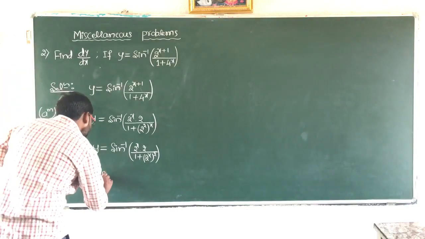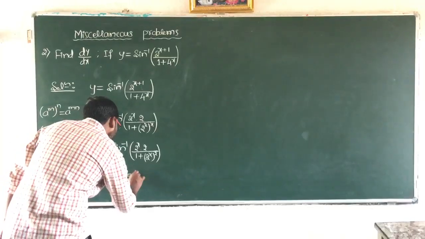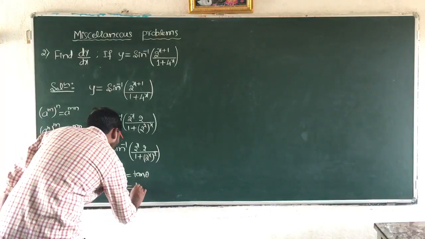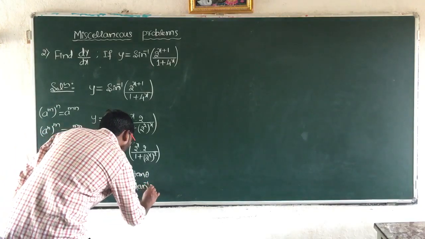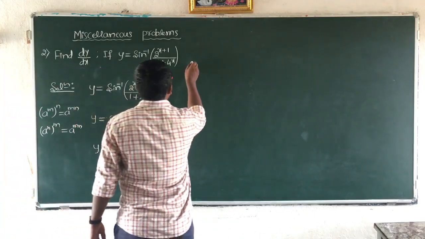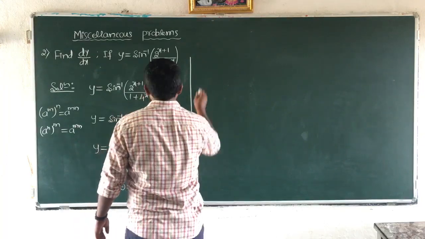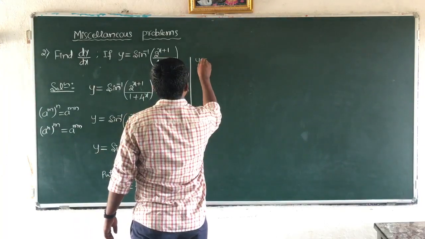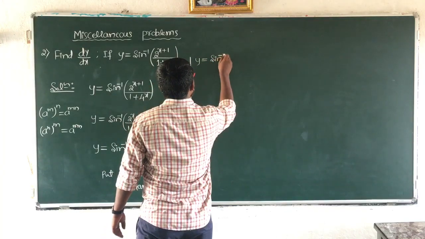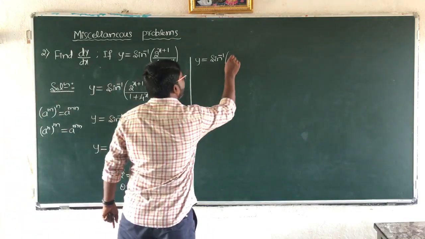Put 2 raised to x equal to tan theta. This implies theta is equal to tan inverse 2 raised to x. So let us go for the next step now. y is equal to sin inverse. So now this 2 I write at the beginning, I am writing it as it is.